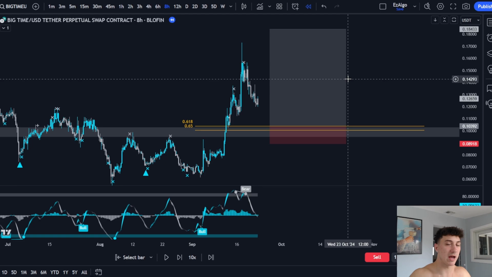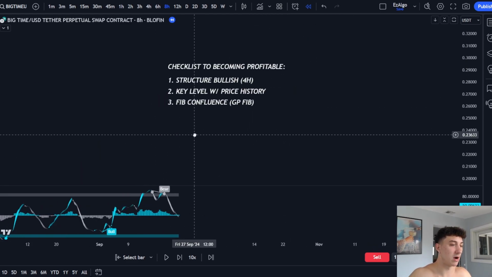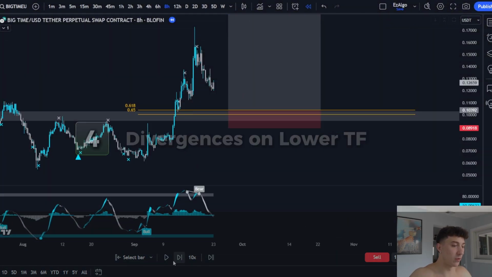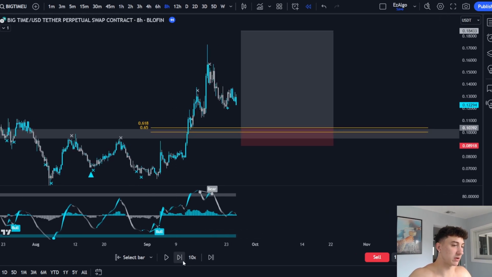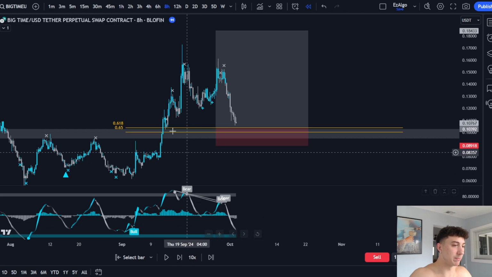But for a majority of you guys, I'd recommend going to a lower time frame for entry, which is number 4 on the checklist. Number 4, divergences on a lower time frame for entry. So as price is approaching the zone that we've marked out with the golden pocket fib, the key level, right? We want to look for, in this case, bullish divergences going down to a lower time frame.